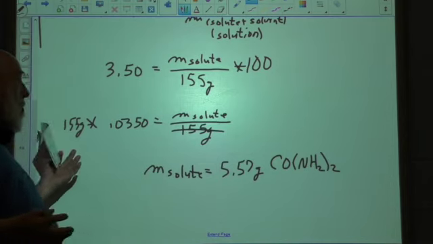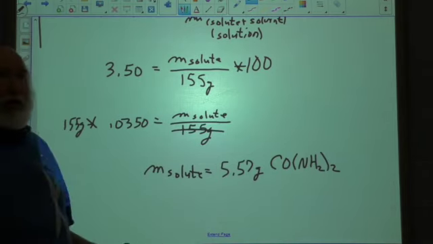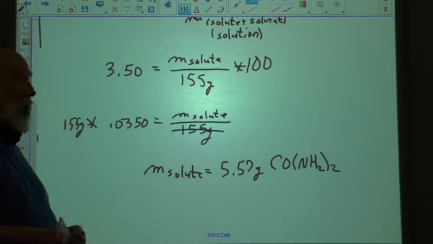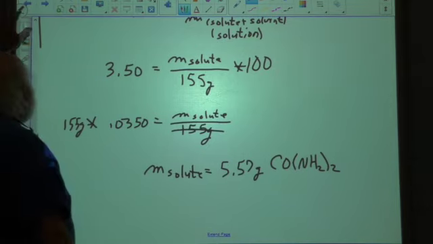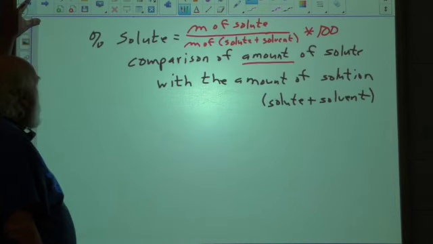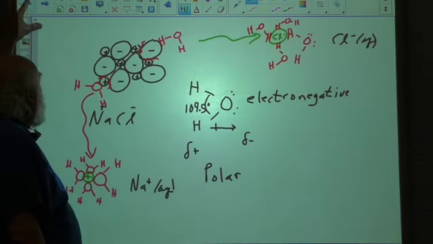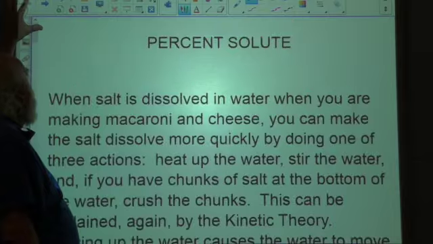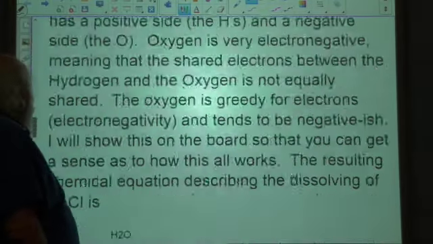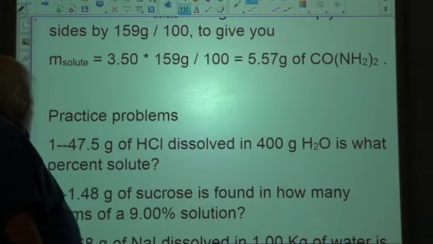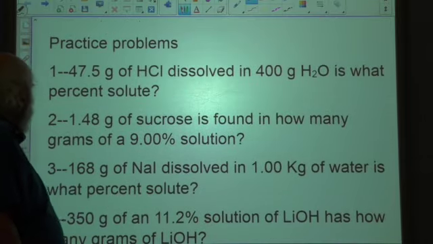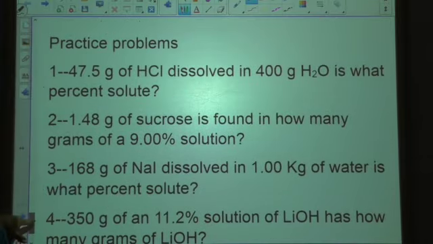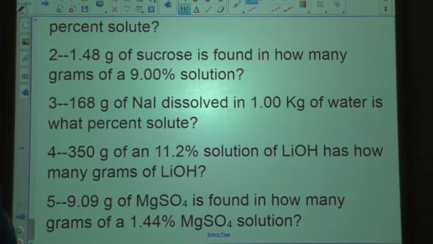So there's another way of doing a missing particle problem, but I'll let you do the math on that because that's just basic algebra. So your assignment. At the bottom of the script. Practice problems 1 through 5. Have fun.